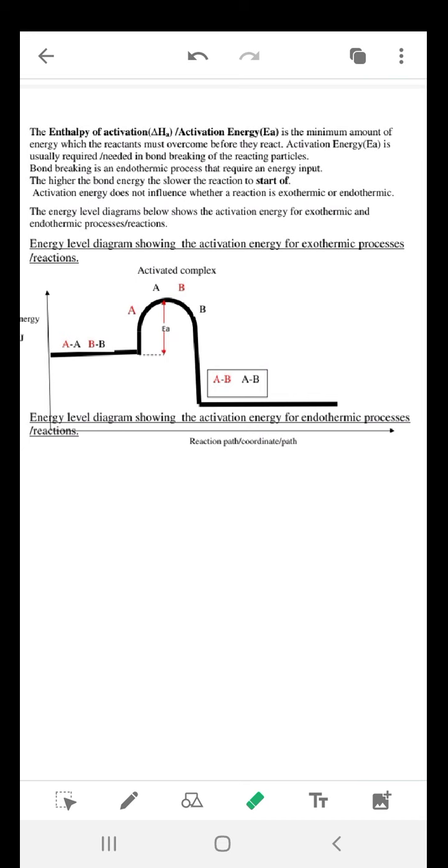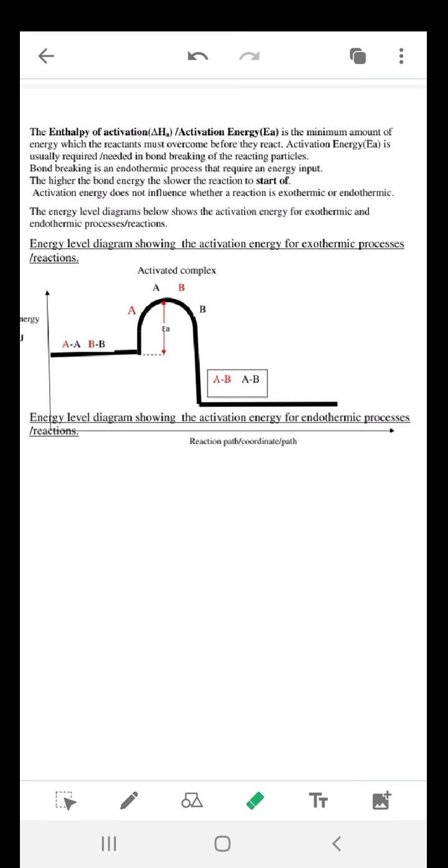So there is some energy that reactants must overcome for them to react. So this amount of energy that the reactants must overcome before they react is what you call the activation energy. So what is this activation energy used for? This activation energy is normally used to break the bonds of reacting particles.